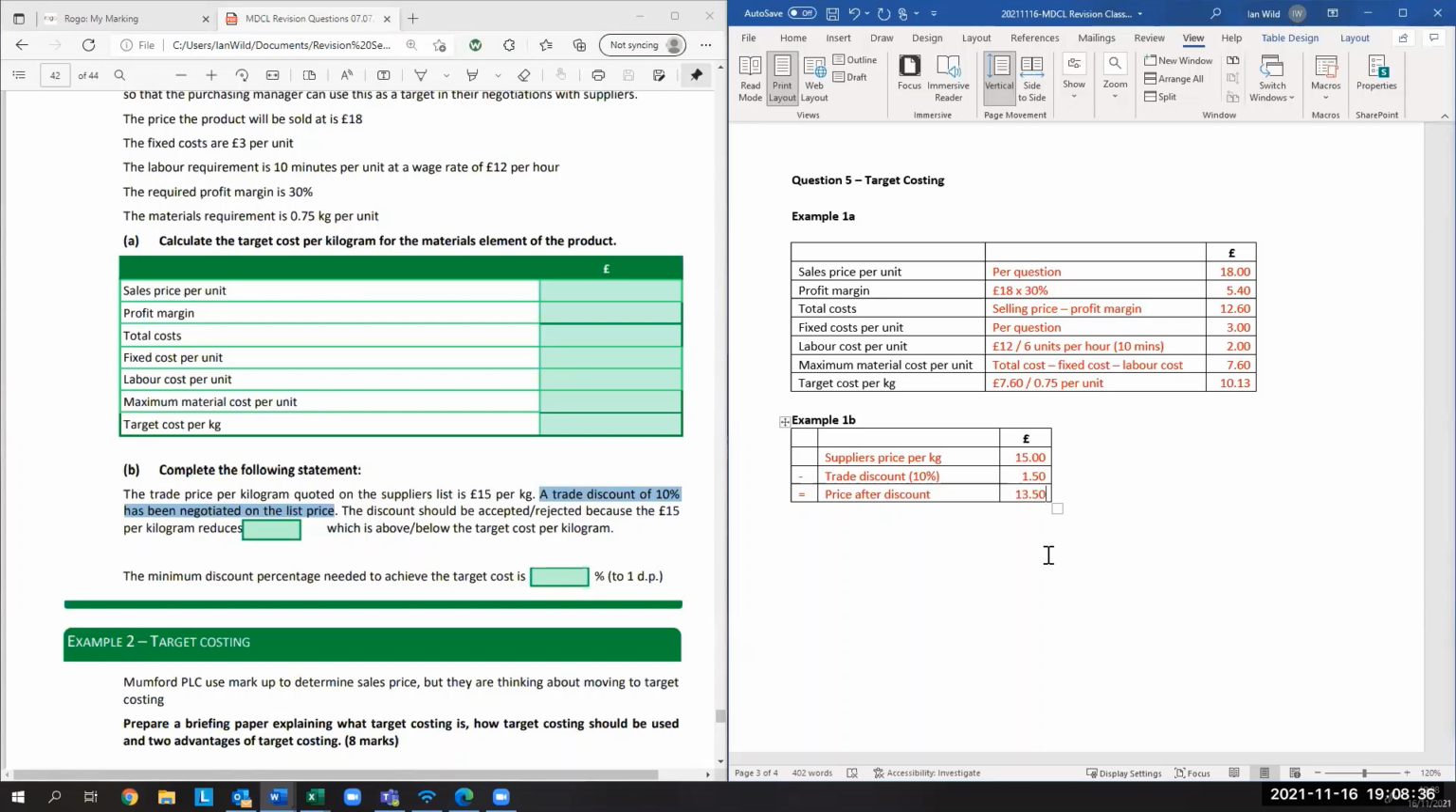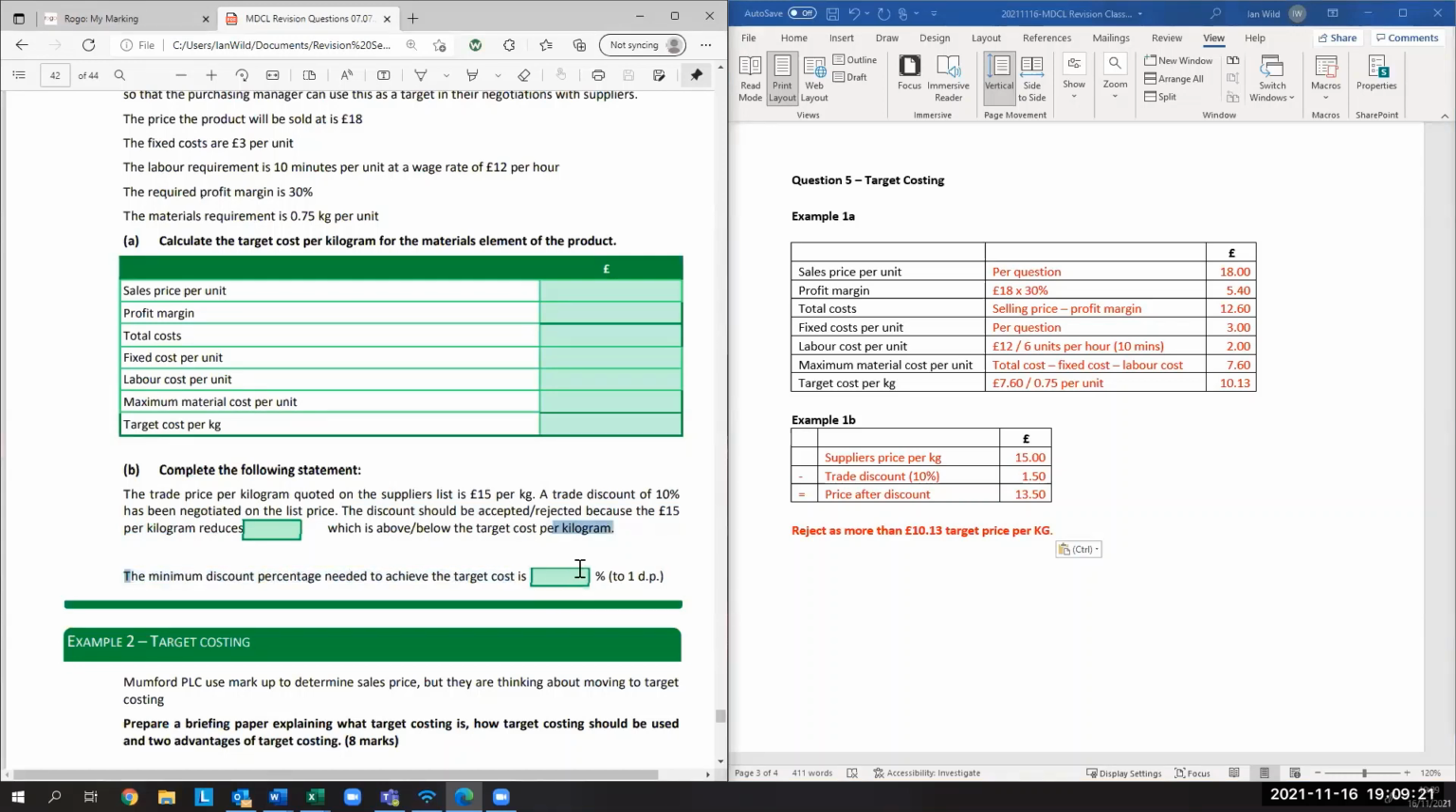Okay, brilliant. Now then, the discount should be accepted or rejected. Yeah, we should reject it. Why? Because we only have a maximum of £10.13 to spend on our materials. So £13.50 is a non-starter as far as we're concerned. We can't consider that. Thanks to everybody who's said that we should reject it. It's because it's above our target cost.